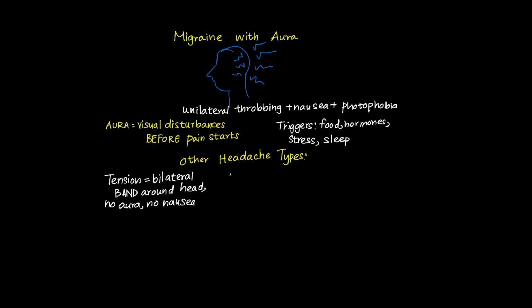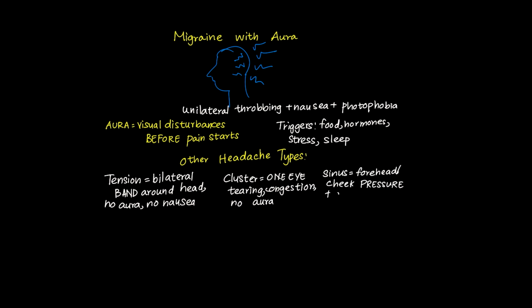Cluster headaches are severe and unilateral, but specifically centered around or behind one eye, with tearing and nasal congestion on the same side. No aura. Sinus headaches come with facial pressure over the forehead and cheekbones, nasal congestion, and signs of sinus infection.